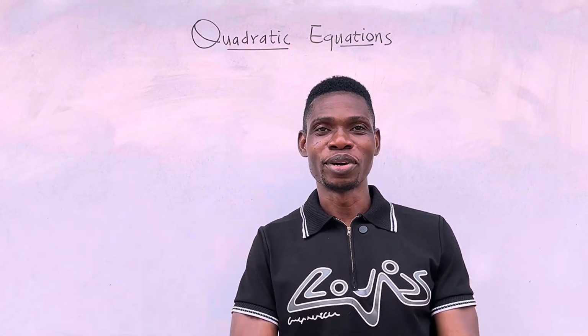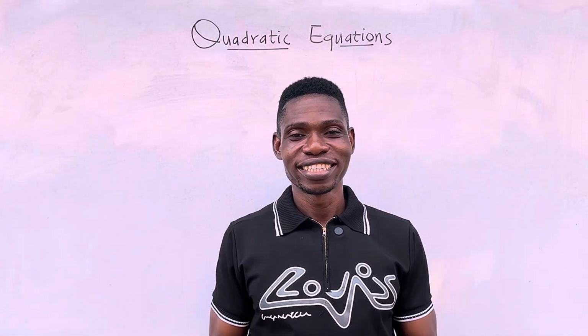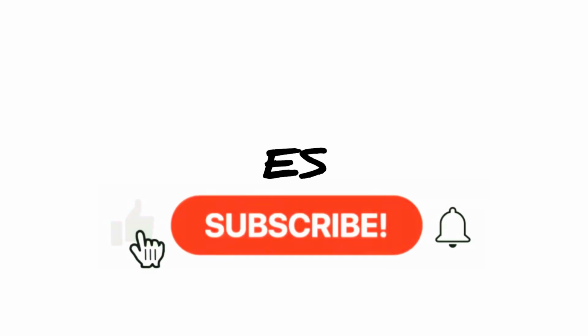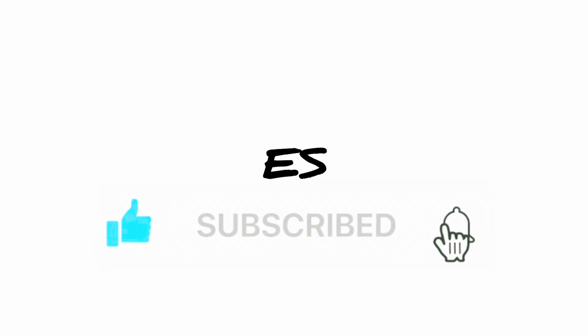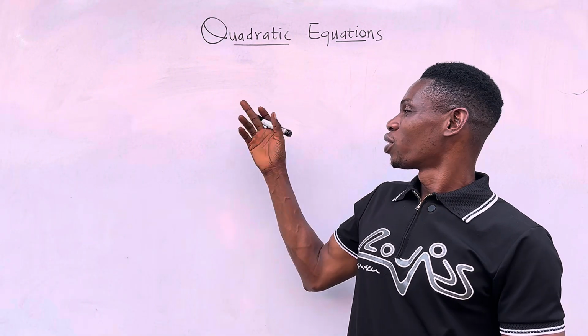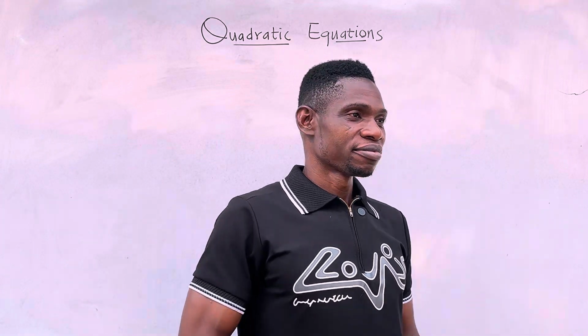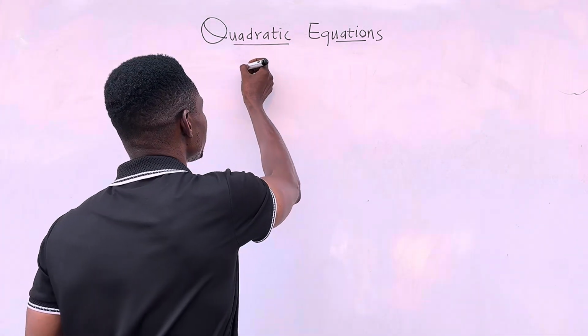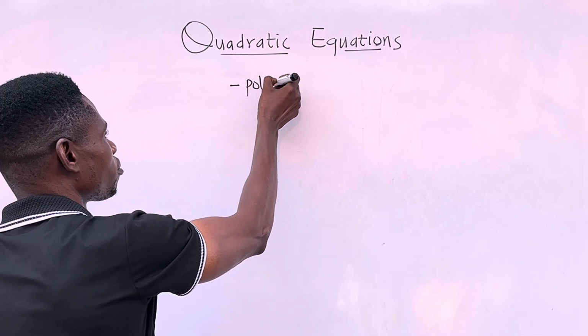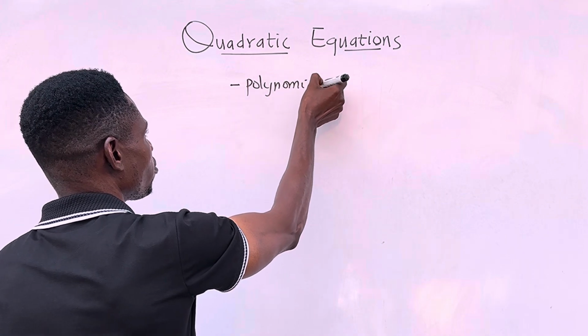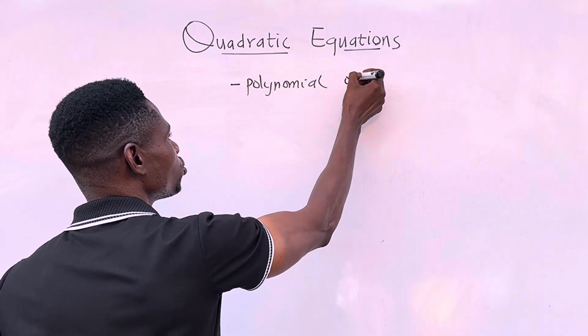Today we are going to be treating a very interesting topic, quadratic equations. So if you're excited, let's go. First, what is a quadratic equation? A quadratic equation is a polynomial of degree 2.